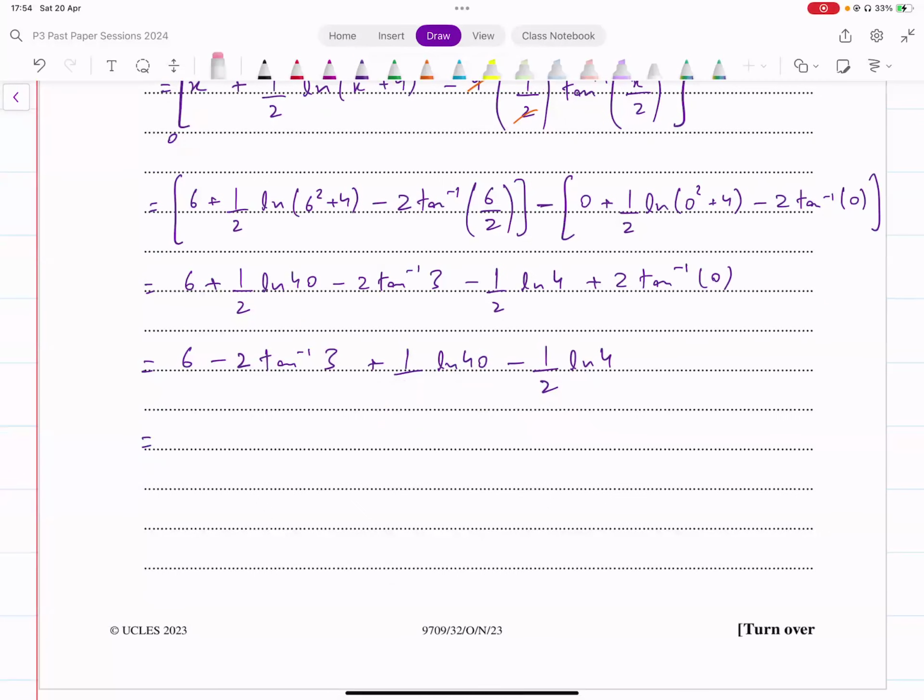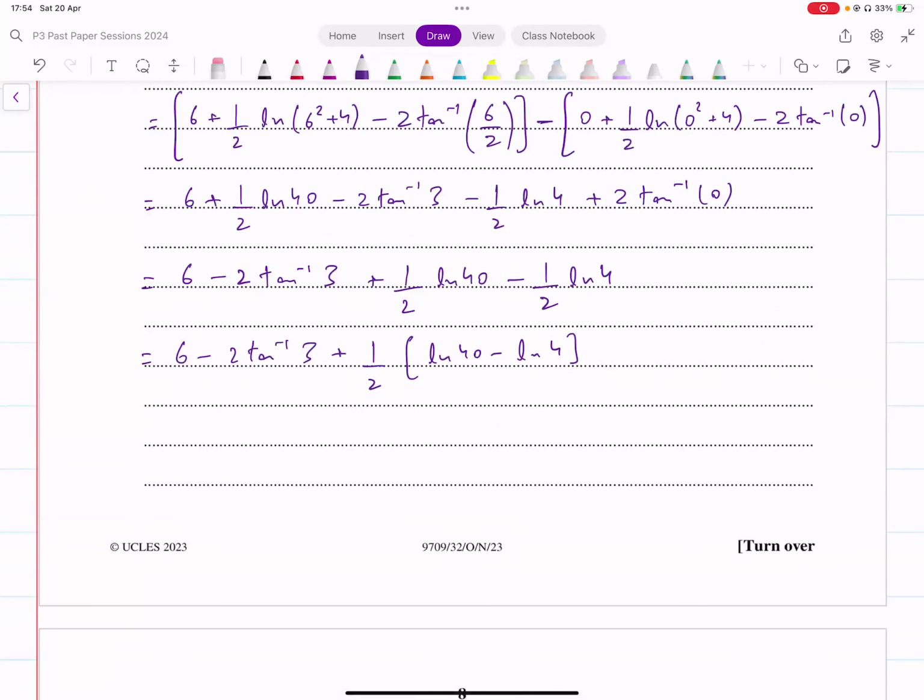So I'm on a spree of careless errors recently. Okay, so this is what we get, 6 minus 2 into tan inverse of 3. It was 1 over 2, so that makes it easier actually, because I can take 1 over 2 common, and that leaves you with ln of 40 minus ln of 4. And now you can apply the division law, because you've got 1 over 2 common outside. Inside, you've got ln 40 minus ln 4.